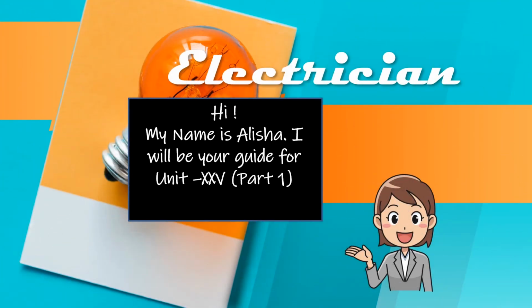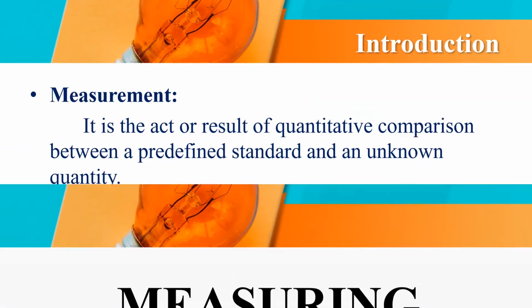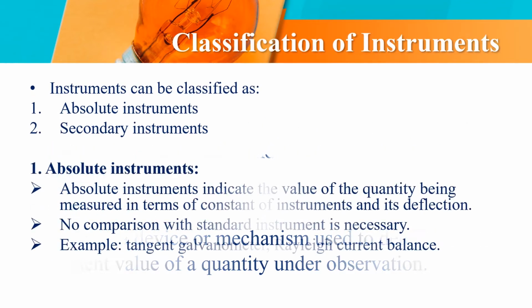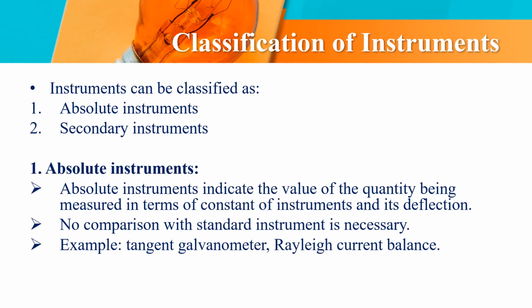I'll be your guide for Unit 25, Part 1, Measuring Instruments. Introduction. Measurement. It is the act or result of quantitative comparison between a predefined standard and an unknown quantity. Instrument. It is a device or mechanism used to determine the present value of a quantity under observation. Classification of instruments. Instruments can be classified as absolute instruments and secondary instruments.